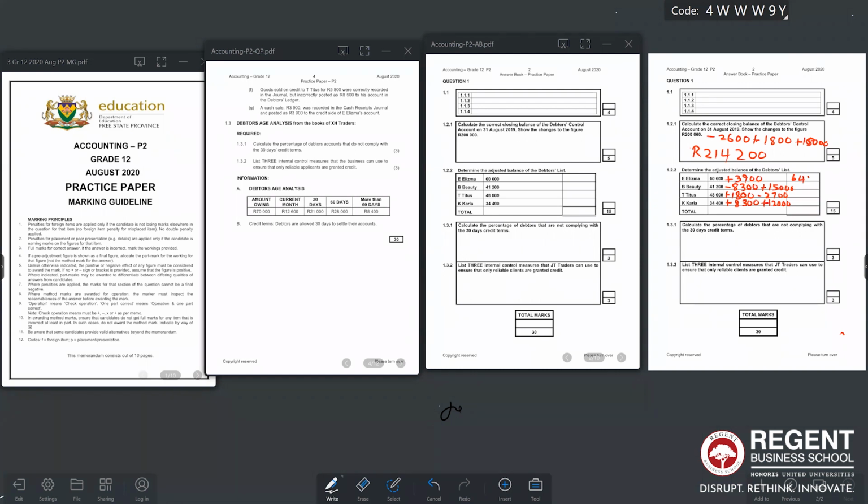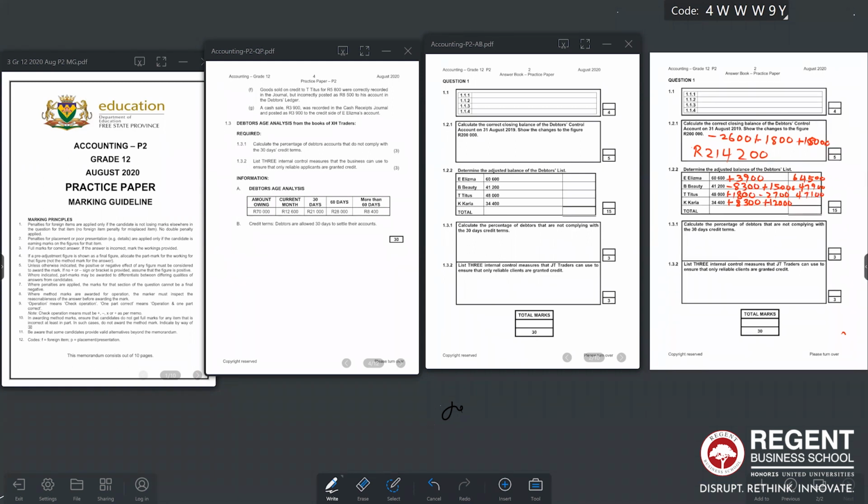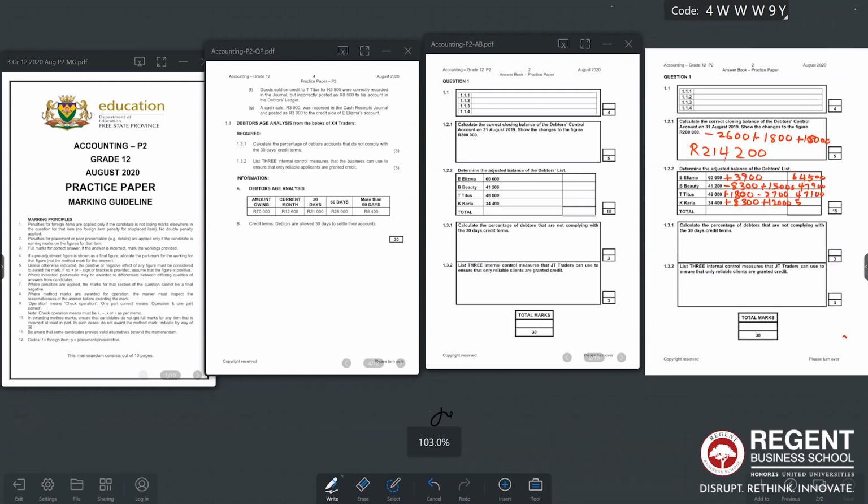64,500. The second one, you've got 47,900. Then you've got 47,100 for Titus. And for Carla, you've got 54,700. And the total, if you add up, you end up with 214,200. That's the same answer like what you've got there.